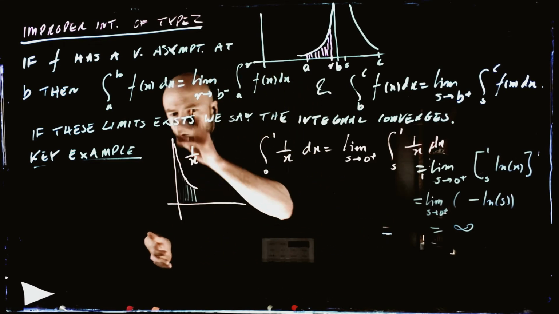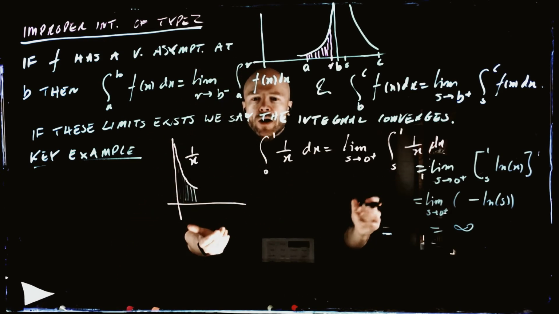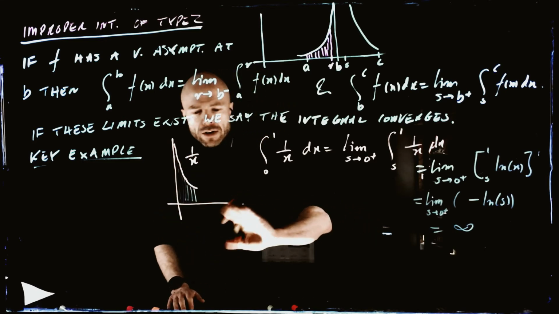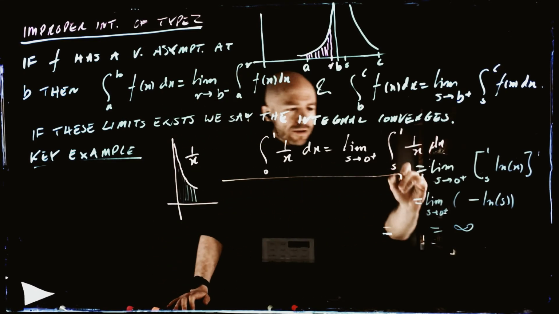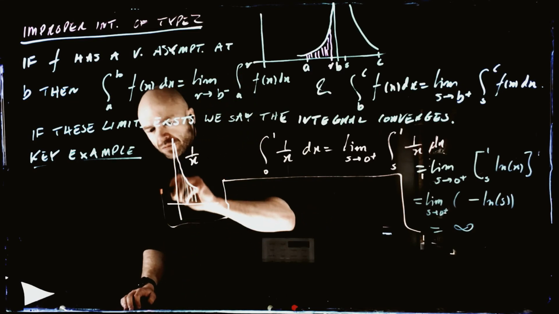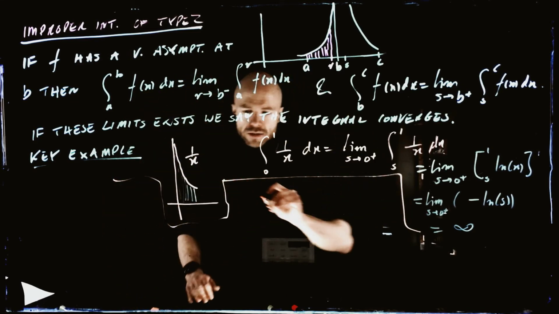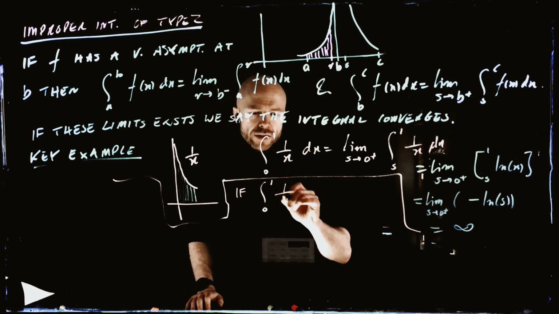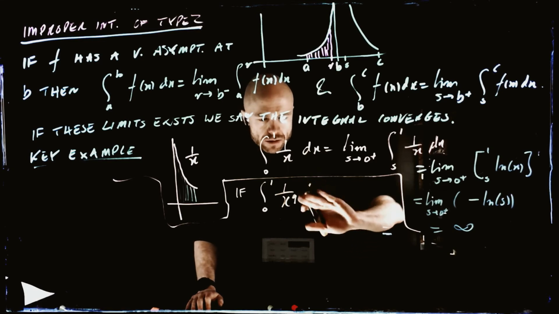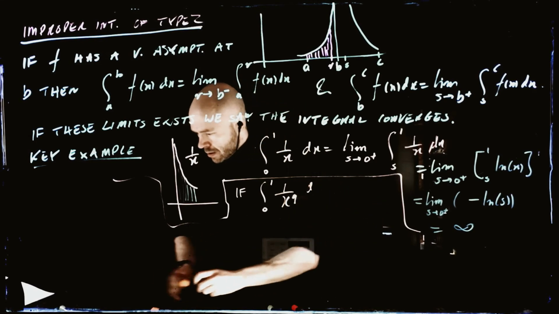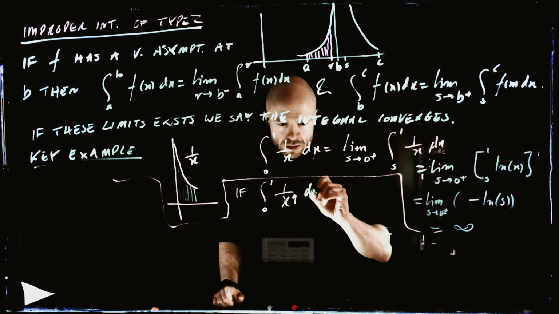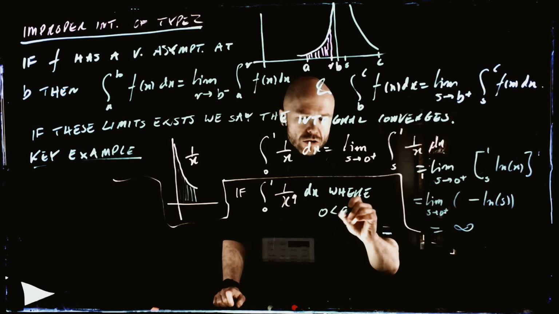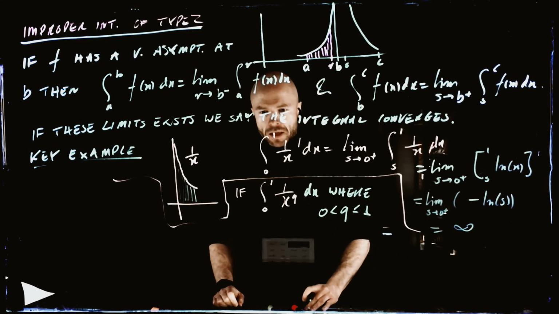If it blows up faster than 1 over x, for sure it's not going to have finite area. So we want to see what happens if we blow up slower. But if we try to figure out what happens when we blow up slower, then we have to take a power of x which is less than 1. So if we consider the integral from 0 to 1 of 1 over x to the q dx, where q is now less than 1, then we might have a hope.